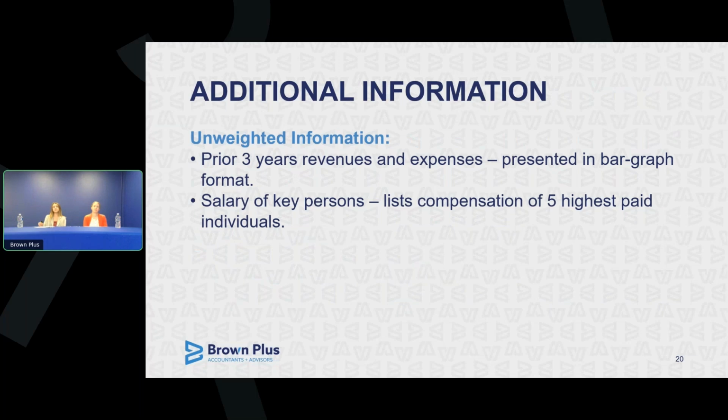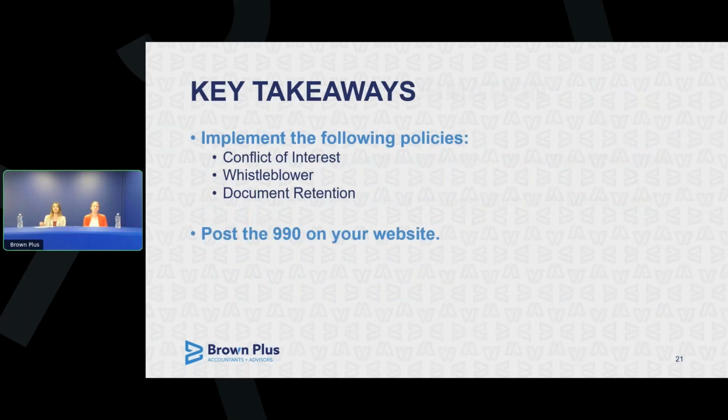They will also provide some additional information that is not weighted in your overall score. So they'll provide the prior 3 years' revenues and expenses, and they'll present that in a bar graph format, so they'll be able to see any trends pretty easily. And they'll also separately list salaries of key persons. So it's going to list the top 5 highest paid individuals separately. So instead of digging through the form and knowing where to look, it makes it much easier for the public to easily be able to see that information. So something to keep in mind.